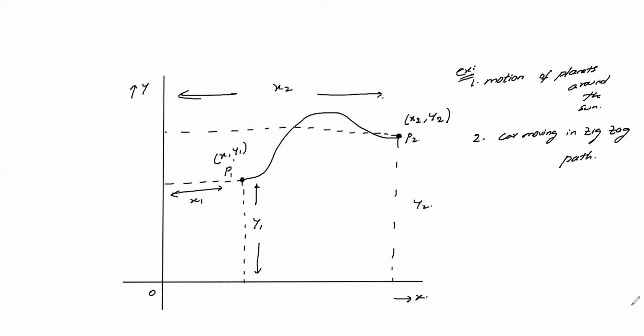Now let's see your 3D motion. Here the motion of an object is said to be three-dimensional if all three coordinates specifying the position change with the time.